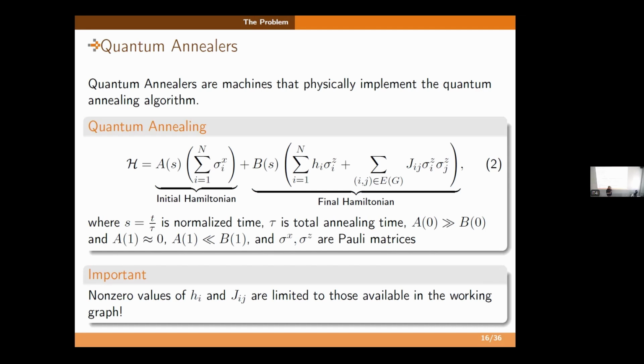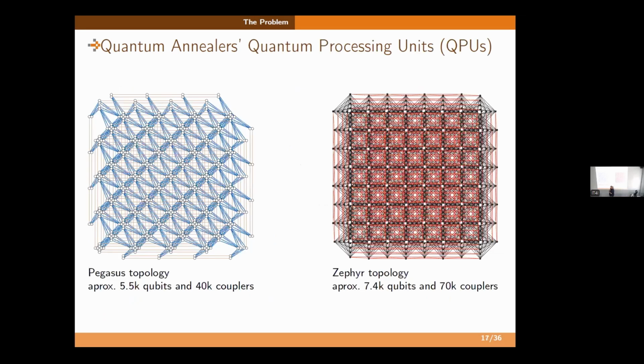But an important part is that they cannot solve an arbitrary Ising problem. The non-zero values of H and J, the values we assign to the edges and the nodes, are limited by those available in the working graph. That means we are limited by the connectivity structure of the quantum processing unit on the machine itself. Here I am presenting small parts of these graph topologies. The nodes represent qubits and the edges represent couplers, that is, how the quantum processing unit is connected in the machine.